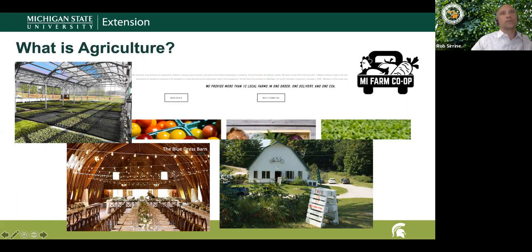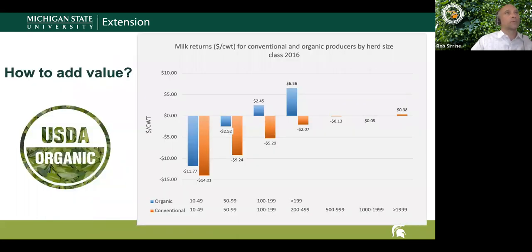This is a cidery. This is a Michigan Farm Co-op, which is a group of 12 local farms up here in Northwest Michigan that are combining to develop a CSA together. Another way to add value is different certifications. This is USDA organic, and in contrast with some of these negative returns, at least in this way, the costs are higher, but they are getting greater returns. Now, does that mean everyone should go out and convert to organic?